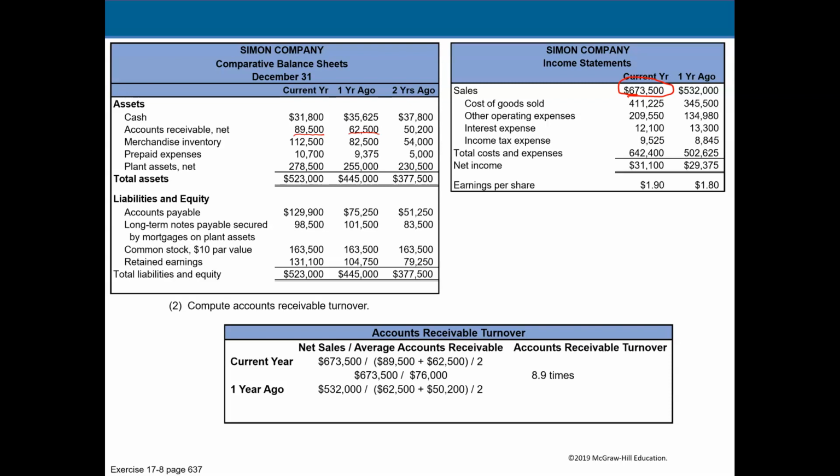And then let's look at 1 year ago. Sales 1 year ago was $532,000. Starting accounts receivable was $62,500. Actually, it's ending. What they started with that previous year was the $50,200. Divide by 2, and you get 9.4 times. So they are turning over their accounts receivable less in the current year than they did last year, which is not good because you want a higher number. So it is decreasing, and you would want to find out why.